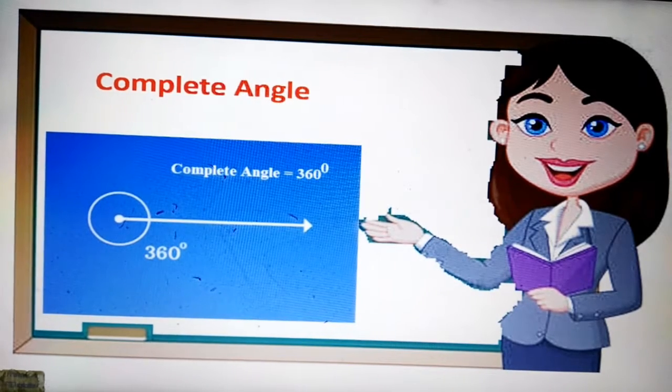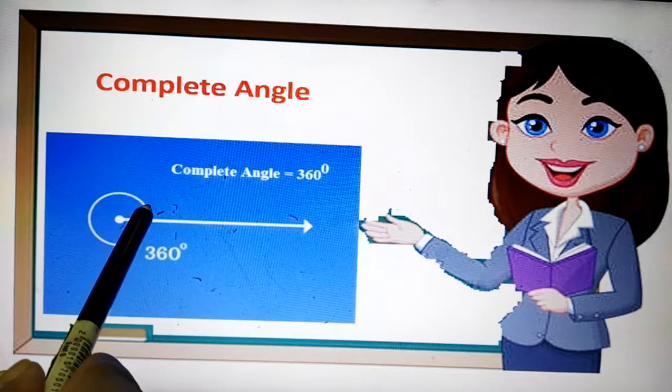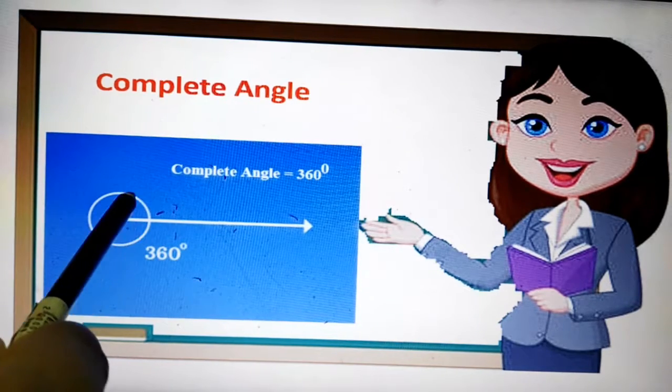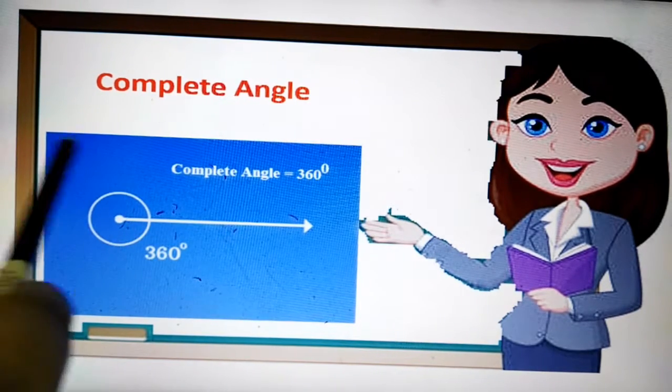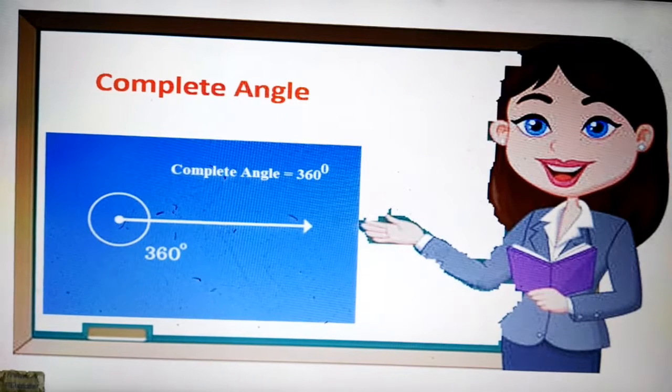Now here you can see that we have started from 0, and after a complete circle the whole angle that is completed is known as complete angle. Complete angle is equal to 360 degrees.